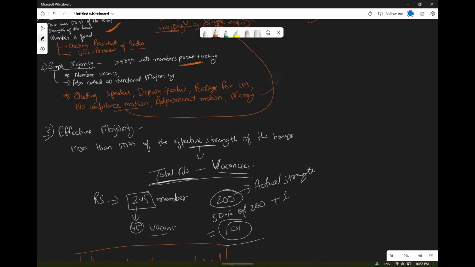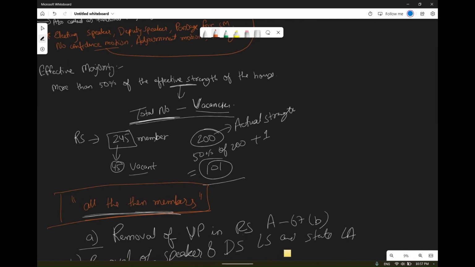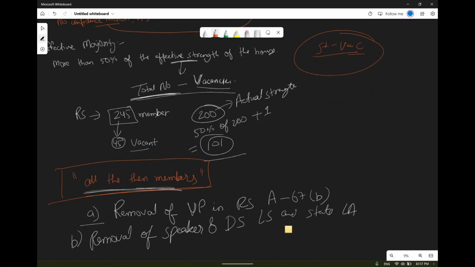Now what do you understand by effective majority? Effective majority is more than 50% of the effective strength. What does effective strength mean? Effective strength means total strength minus vacancies. Generally it is seen in the Rajya Sabha that some seats are vacant. In that case, we deduct those vacant seats and then calculate the actual strength.